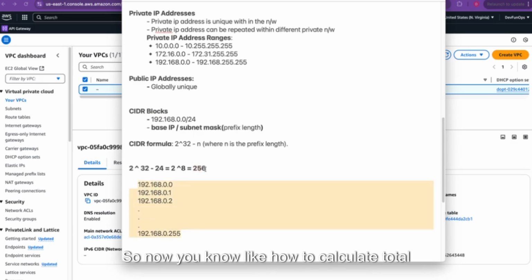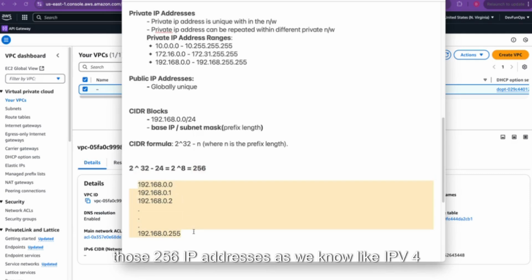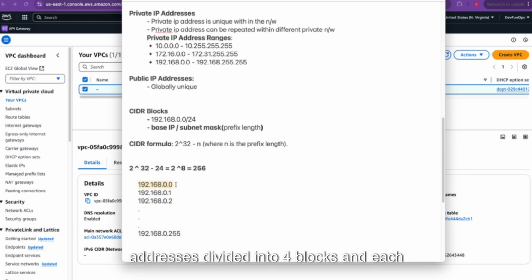So now you know how to calculate the total number of IP addresses within any provided CIDR block, and also how you can get those 256 IP addresses. As we know, IPv4 addresses are divided into 4 blocks, and each block can range from 0 to 255.